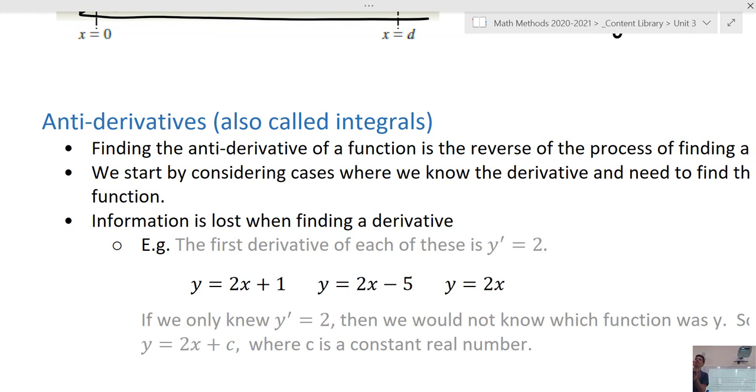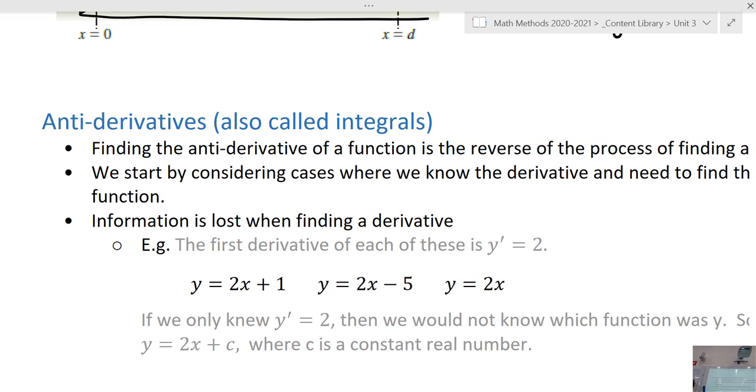Let me go back to derivatives first. Okay, so if you have these three functions, y equals 2x plus 1, y equals 2x minus 5, or y equals 2x, what is the derivative of these three functions? The derivatives of these three are 2.